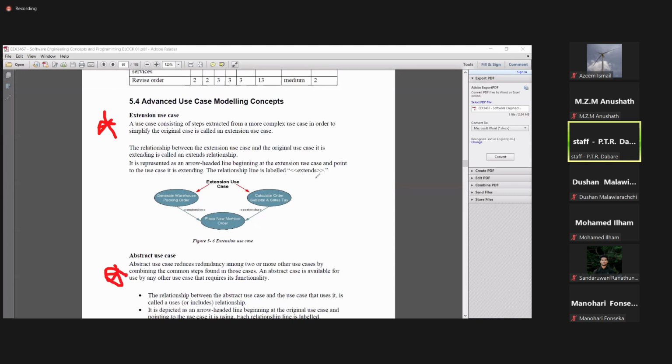An extension use case is a case where it extends. What do you mean by that? A use case consisting of steps extracted from a more complex use case in order to simplify the original case is called an extension use case. That's very important. Now, the relationship between the extension use case and the original use case it is extending is called an extends relationship. You can see that, right?